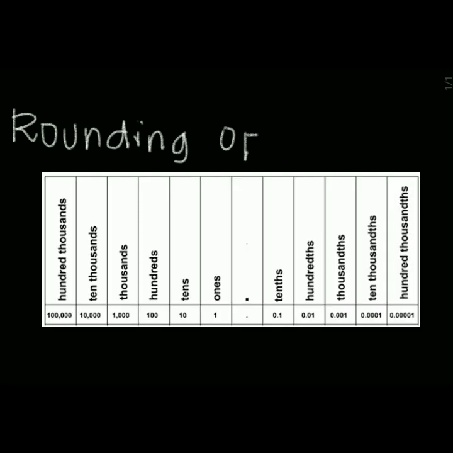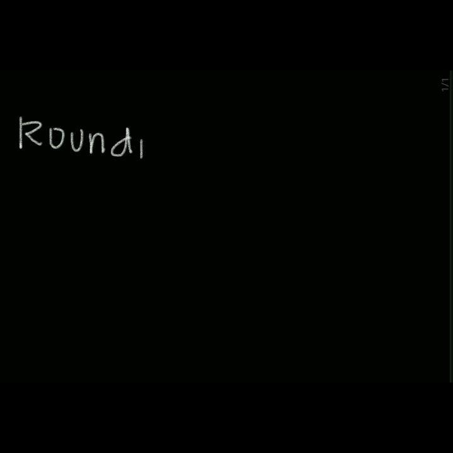Next type of number system is the rounding of values. Rounding of values is a process of dropping or eliminating the final digit. It has two types. First is rounding up. Rounding up is used when the nearest place value is greater than or equal to 5.